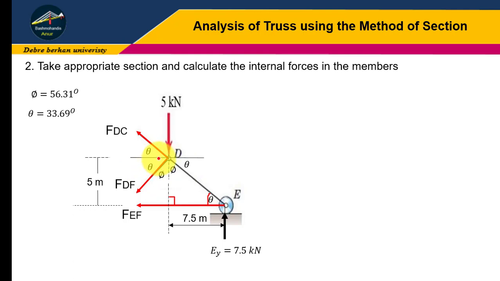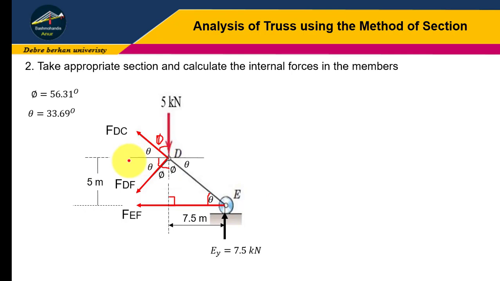So 56.31 plus 73.69 is 90 degrees. The same theta applies here. Now the important thing is the dimensions. The 5 kN force has a line of action, and the perpendicular distance from the line of action is the length we need. Okay.